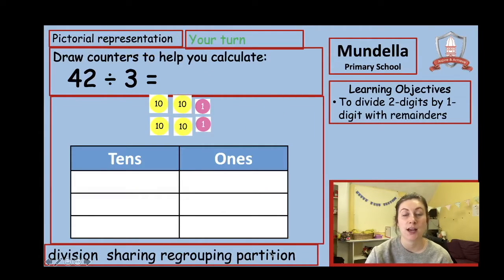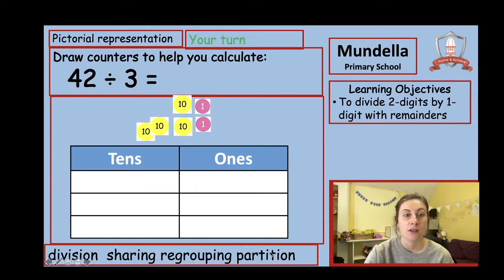Now it's your turn. Can you use counters, just like I used base 10, to do 42 divided by 3? So remember, now we're sharing it between 3, not 2. So make sure that you're sharing it equally between 3. Pause the video, have a go, and press play when you're ready to continue. Let's see how you got on.